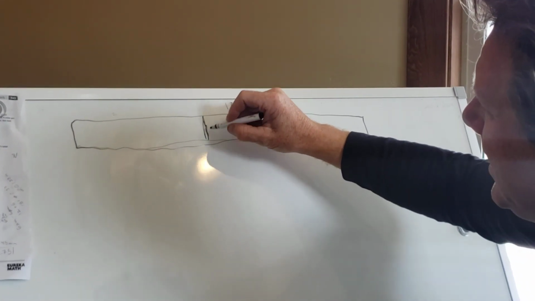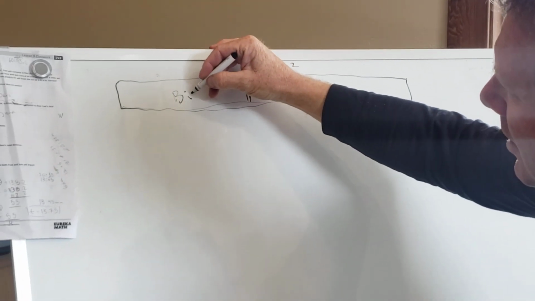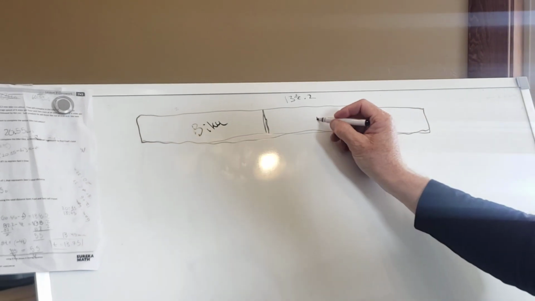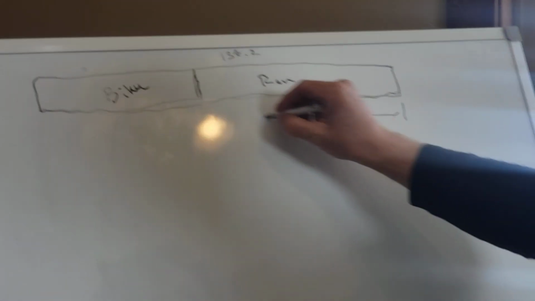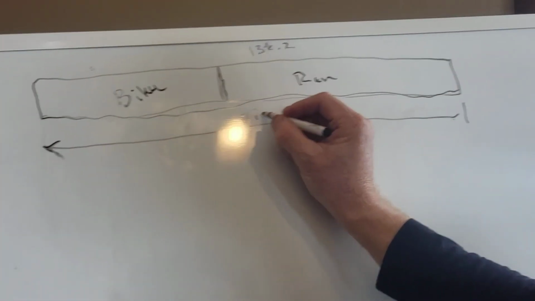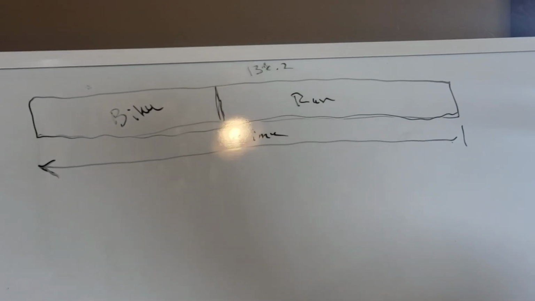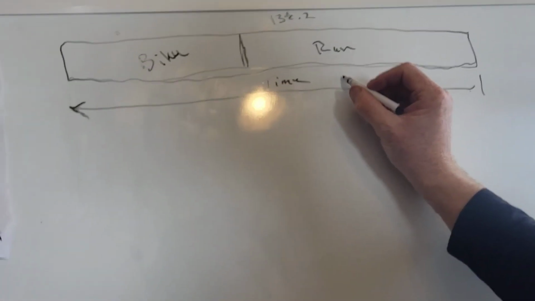A portion of it is a biker. Did the biker go first? Yeah. And a portion of it is the runner. And we have a total time it took. And the time was what? 20.55 hours.